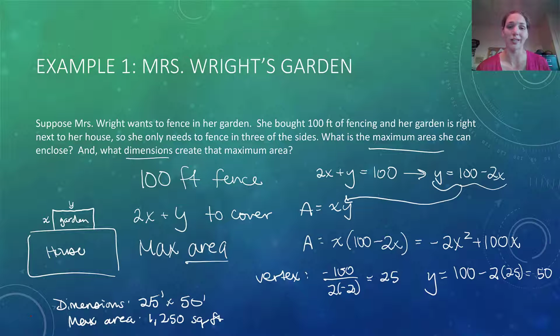I found the vertex, right? That's all we need is the vertex. I could have, in case you were wondering, also taken 25 here and put it into my area equation and said negative 2 times 25 squared plus 100 times 25. And that would have also gotten me the 1250. So that's what a lot of the word problems here are going to look like.